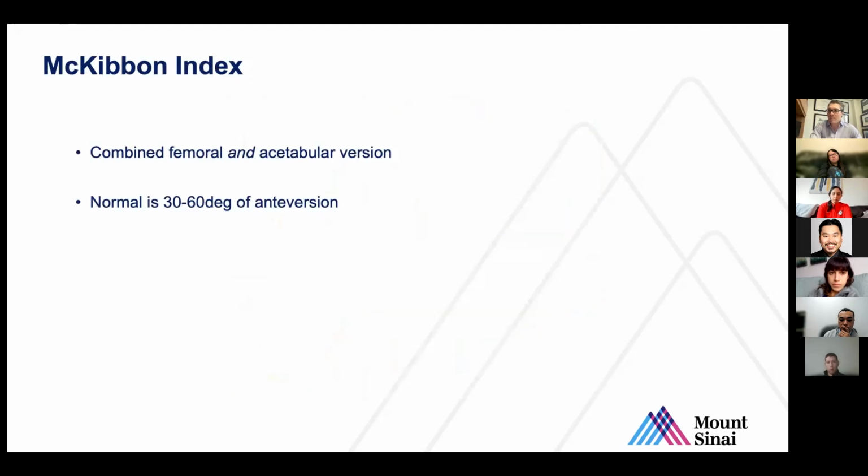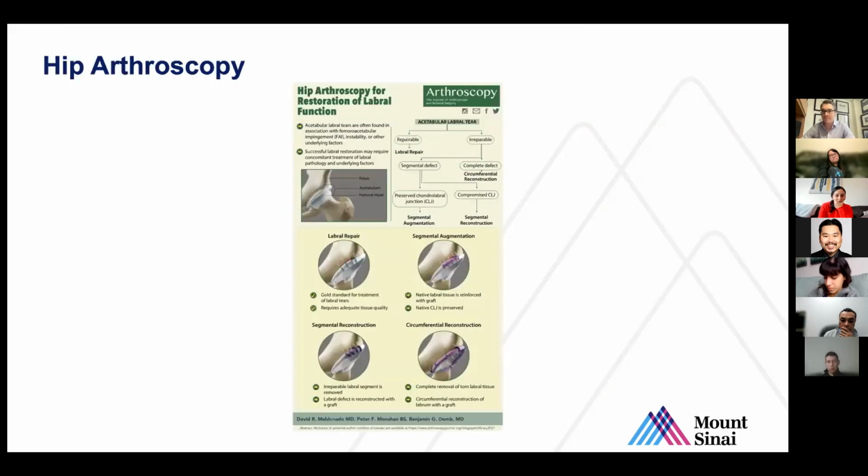The McKibbin index, just briefly, is both combined version. So you combine what your femoral and your acetabular version is. It gives you your complete total version, and normal is between 30 to 60. McKibbin index is very important because we evaluate how version affects our outcomes, and whether increased version leads to worse outcomes. And we have studies that suggest that it does, and we have studies that suggest that it doesn't. And so it's under further investigation.